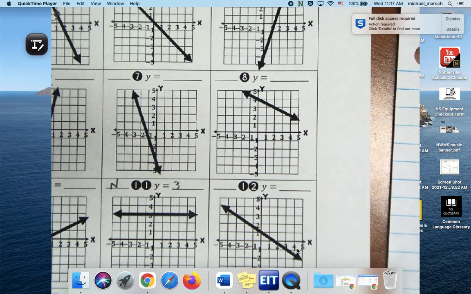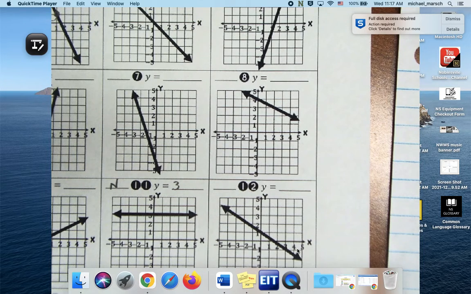So your slope is 0. There's no slope. Well, it's zero. Your slope is 0. If it was a vertical line, it would be undefined. What do you put for the y-intercept on that one? Nothing. You just put y equals 3.